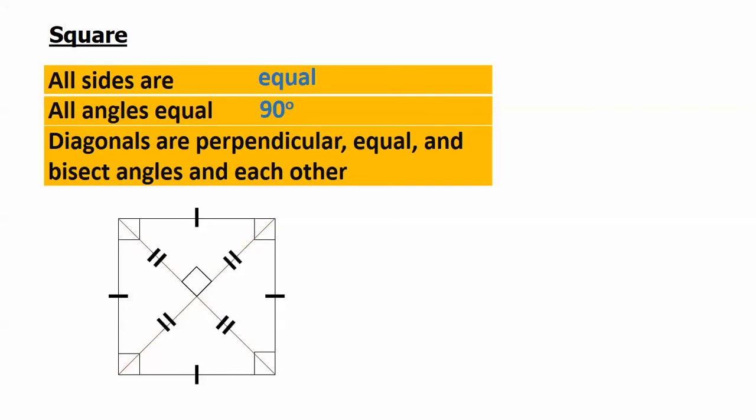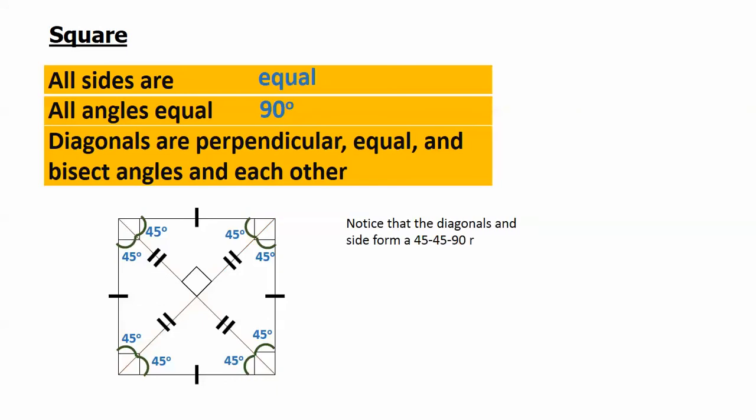And, really interestingly, each of these 90-degree angles gets bisected, which means that every little half angle in a square is 45 degrees. Every single half angle is 45 degrees. Notice that the diagonals inside form a 45, 45, 90 right triangle, which we can definitely use to solve.